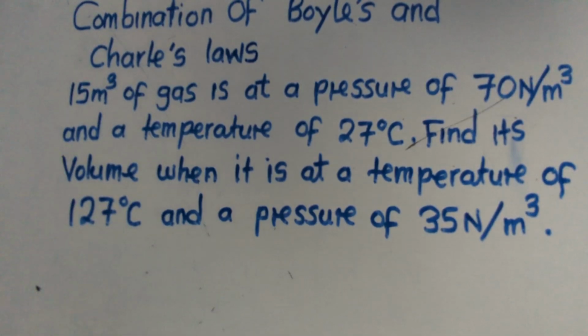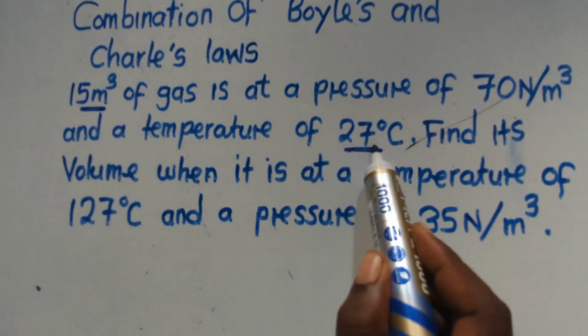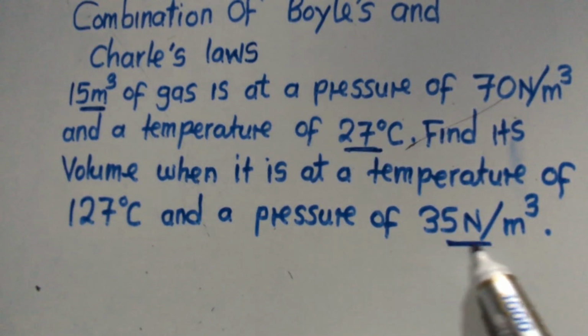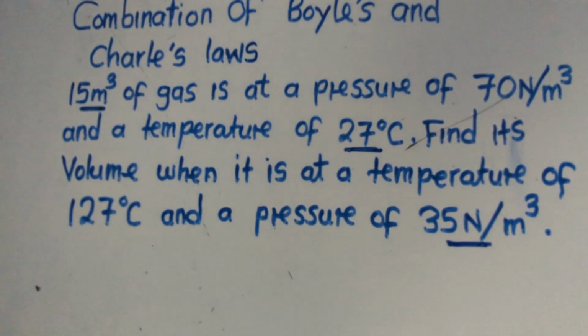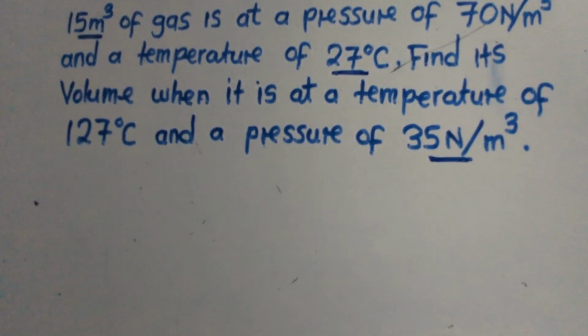Whenever you see a question where volume is given, temperature is given, and pressure is given, if these three things are given, just know that it's a combination of Boyle's and Charles' law. So which formula summarizes these two? The formula that we use is this particular formula, and you need to make sure that you know it very well.